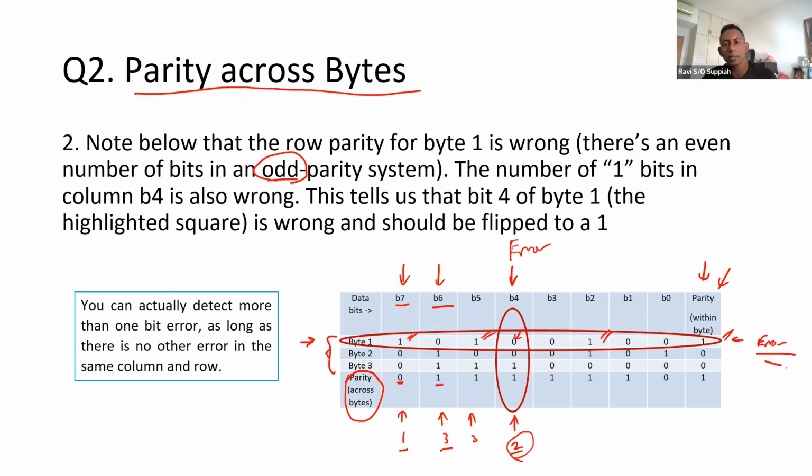In this example, in the bit 4 column, the number of ones is 2. So it tells us that the column in bit 4 also has an error. And we know that the row of byte 1 also has an error. So when I look at both together, we can say that byte 1, bit 4 is the one that is wrong, and then I need to flip it.